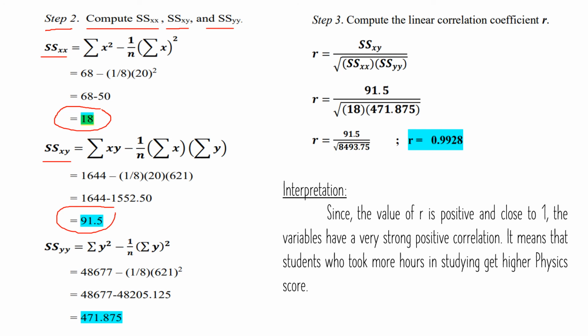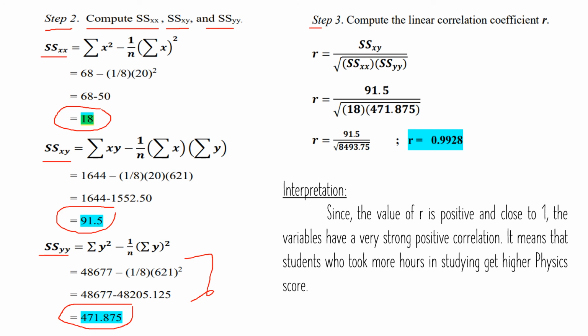For SS sub YY, it is the summation of y squared minus 1 over n, the sample size, multiplied by the square of the summation of y. As we substitute the given values from our table and simplify, we arrive at 471.875 as the value of your SS sub YY.